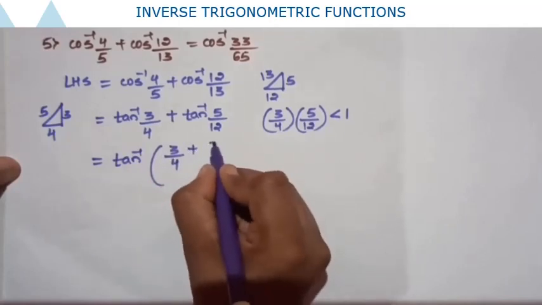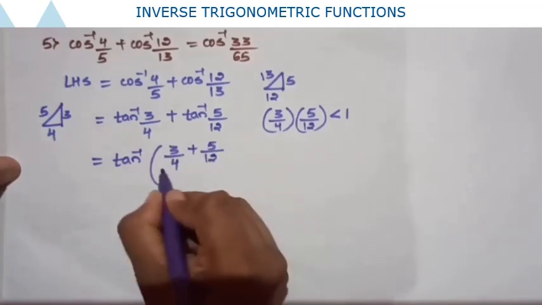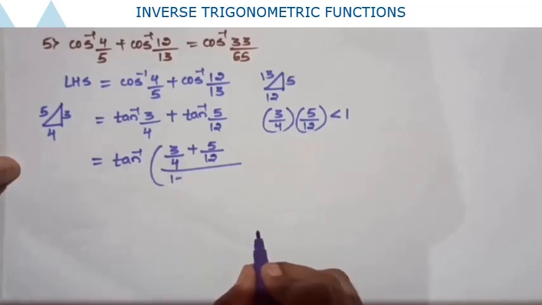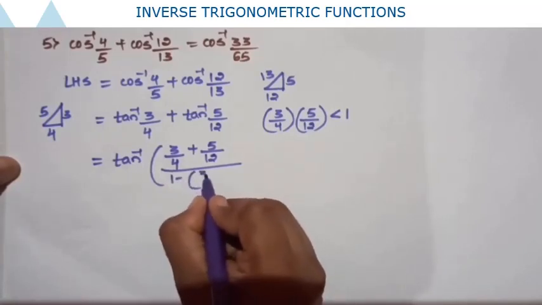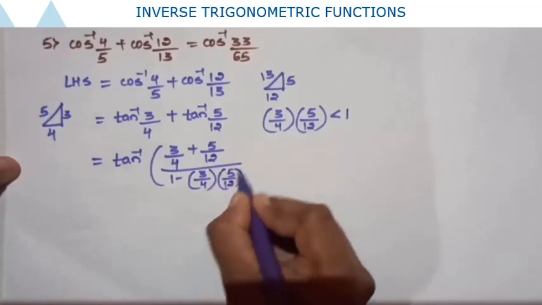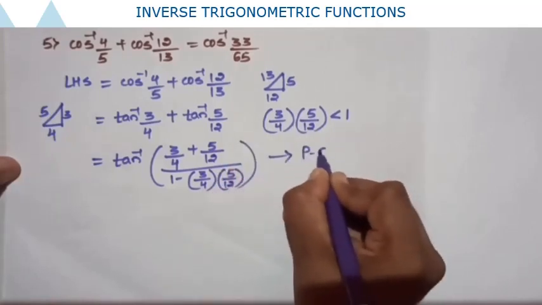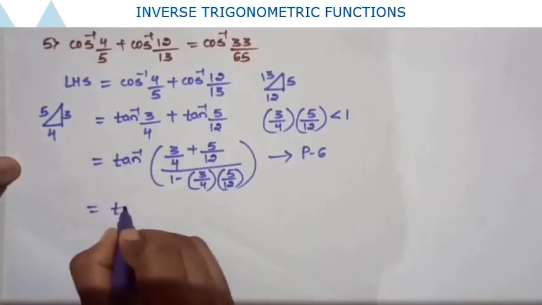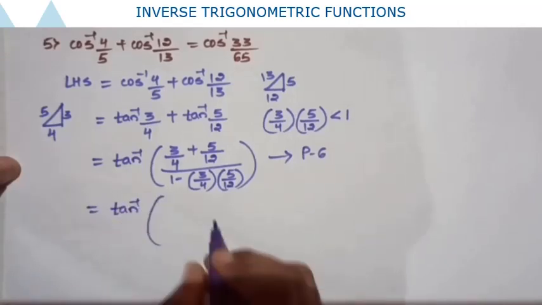X is 3 by 4 plus y is 5 by 12, whole divided by 1 minus x into y. What is x? X is 3 by 4. What is y? 5 by 12. Okay, so using property number 6, now again tan inverse of, okay, simplify this one.